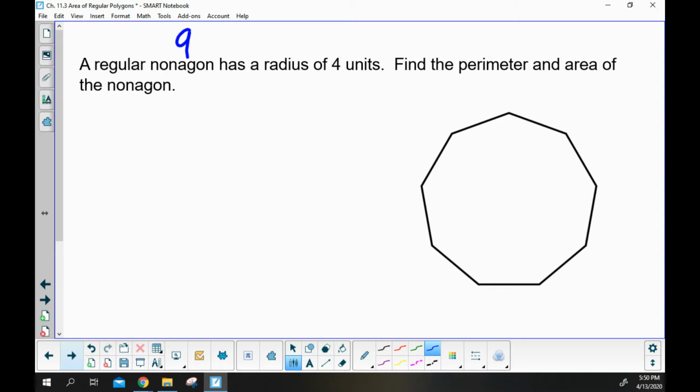All right. So first things first, let's draw what we know. We know a radius of 4. So I'm going to put my center, and I'm going to draw my radius, and I'm labeling it as 4. And then the next thing I need to do is draw my apothem.